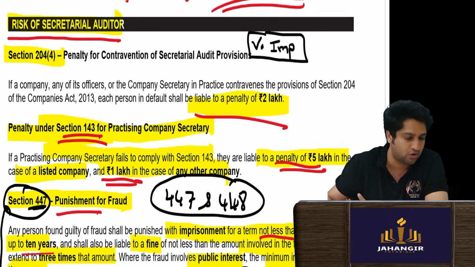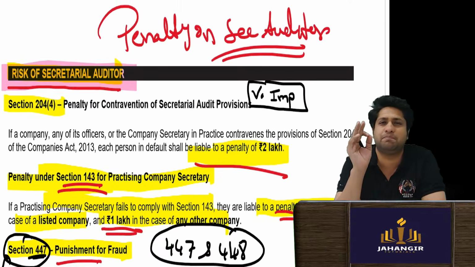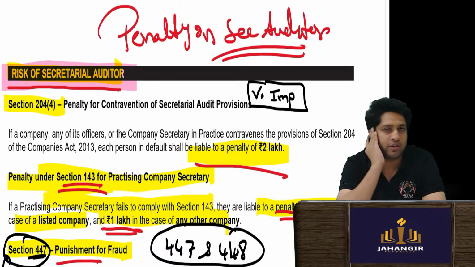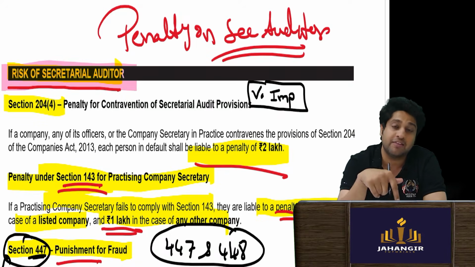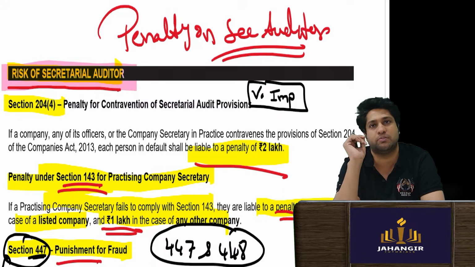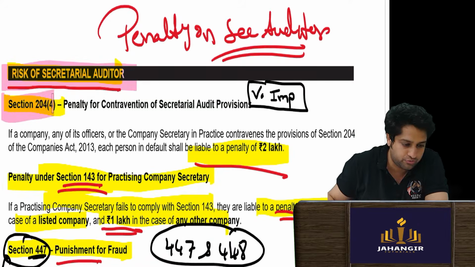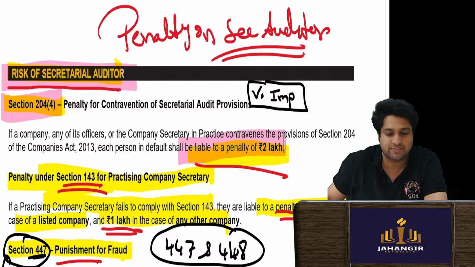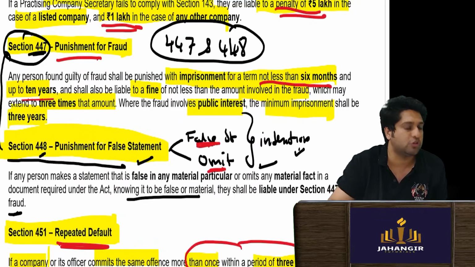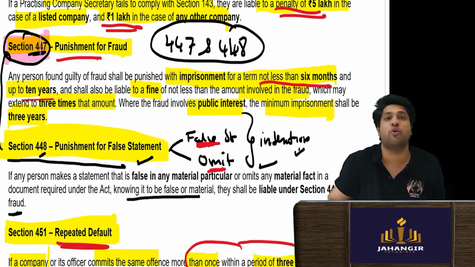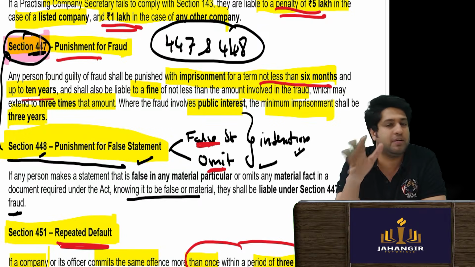Now risk of secretarial auditor. Now normally penalty clause is never important. Penalty clause is never important. But for this part, penalty clause is also important. Okay, because what happens, section 204 subsection 4 says that we can be liable to penalty of 2 lakh rupees. Then also you have to read section 447, 448, mandatory, repeated in multiple places.